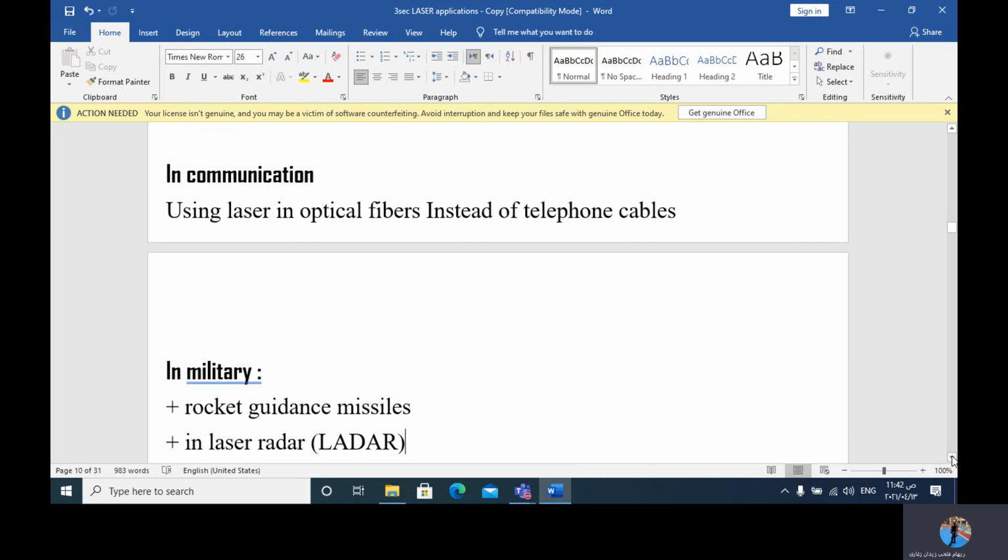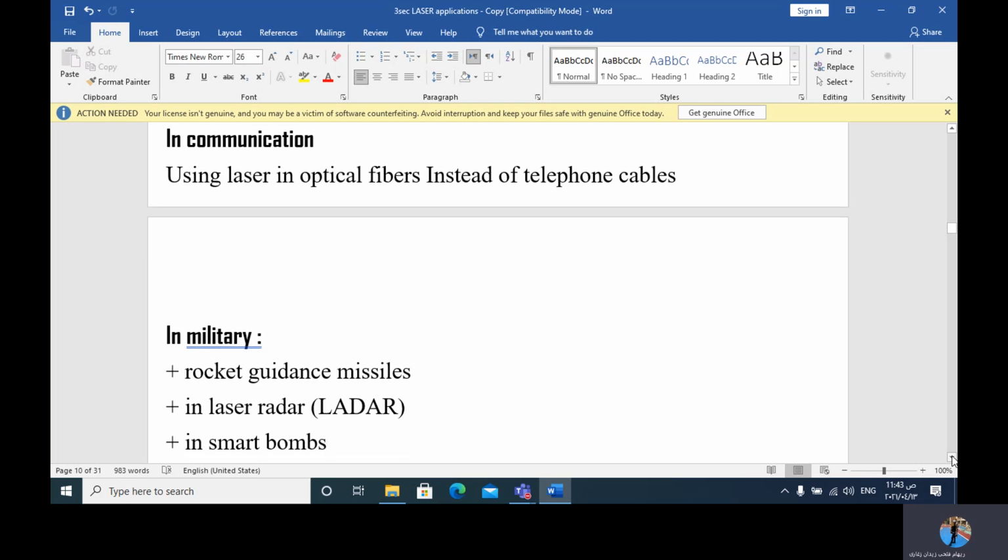In communication, using laser in optical fibers instead of telephone cables. Now, telephone cables use electricity, and as we know, when electricity is transferred over long distances, they lose some of the energy. But if I use laser and optical fiber, I can guarantee that the cables will carry more than they carry by using the normal technique of electricity. And this is very useful to save energy and also to guarantee very high technology in communication.